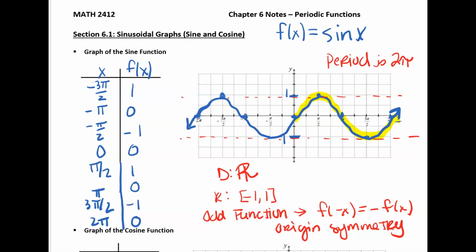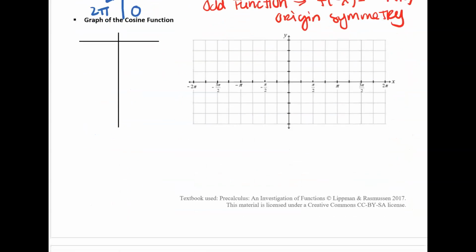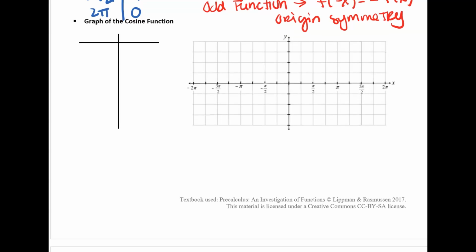But the main thing I wanted to do with you right now to get started was to show you how taking these values from our unit circle, we can graph it and we can begin to denote some things about it. So I want to do the same thing, except now I want to work with my cosine function. And so with my cosine function, I want to do the same thing.